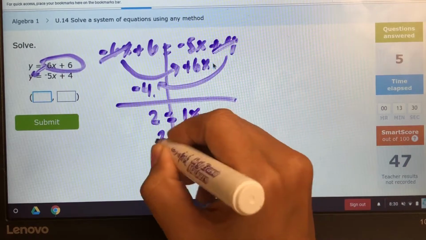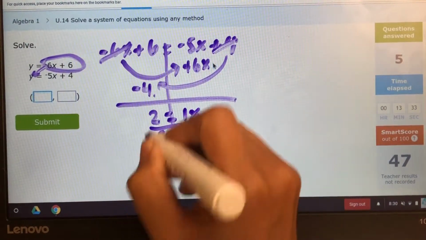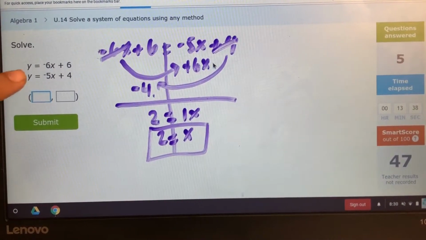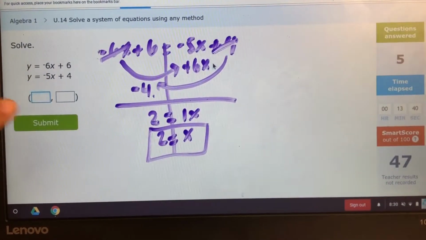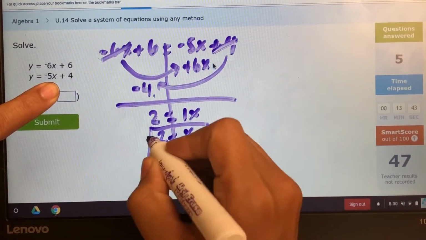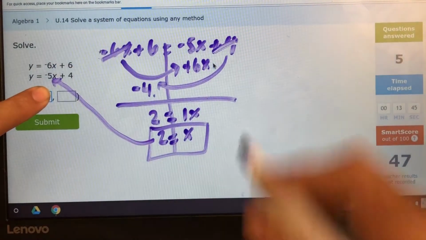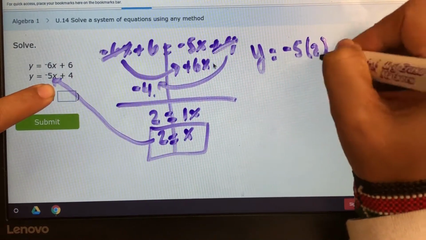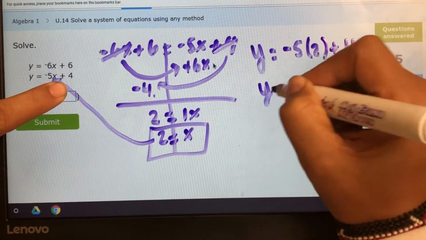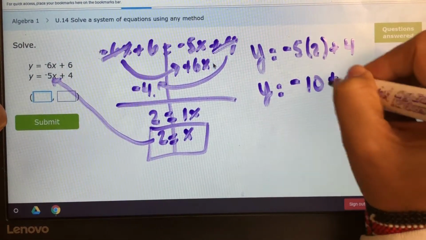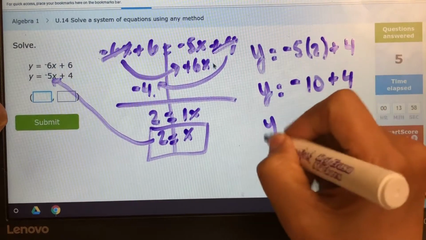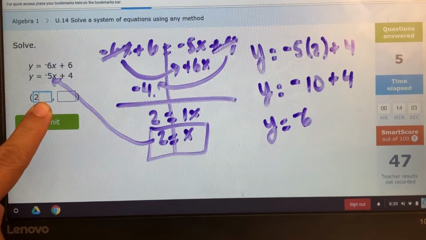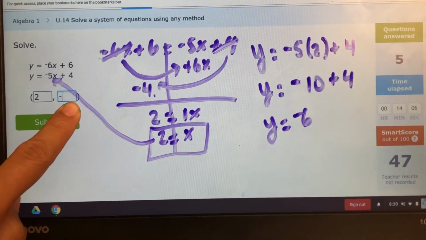So x equals 2. Now that I have one value, I pick any equation that I want. Which one looks easier? Well, they both have negatives, so I'll pick the smaller number. Wherever I see x, I'm going to put a 2. So I've got y equals -5, and I see x, so I put 2 in there, plus 4. So y equals -10 plus 4. Negatives meet positives, negatives are winning by 6. So x value is going to be 2, and y value is going to be -6.